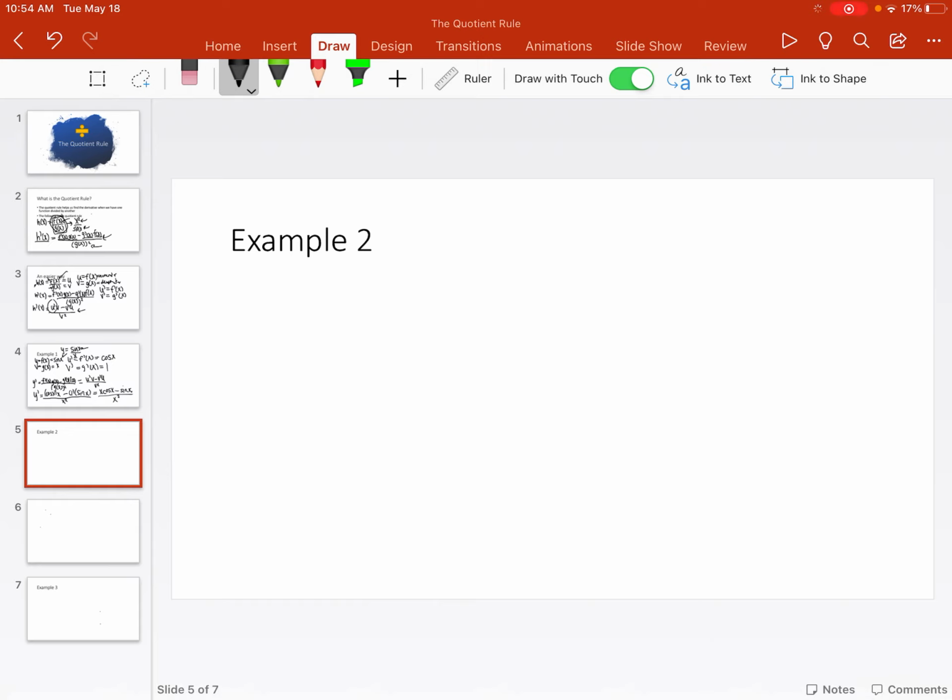So let's take a look. We're given a function. We have y is equal to, I'll write this down here because it's a bit big.